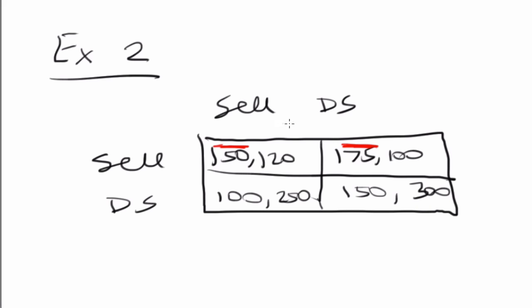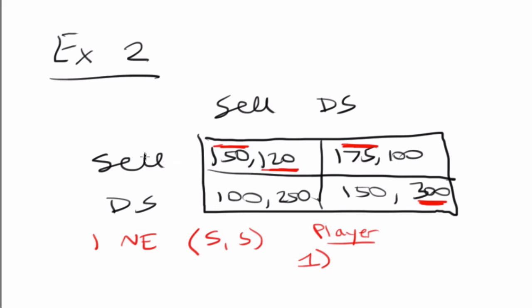Now let's solve it for player 2. If player 1 definitely sells, then player 2 is going to sell as well because 120 is greater than 100. And if player 1 were to not sell, then player 2 would go ahead and not sell. So now we see that we have one Nash equilibrium in this case, which is sell and sell. If we break down the player strategies by player, we see that player 1 does have a dominant strategy.